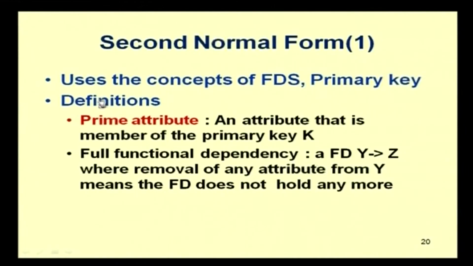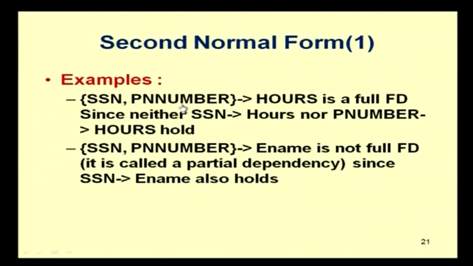Please remember, the second normal form is also in first normal form. Here the second normal form uses the concepts of functional dependency and primary key. Now, let us look at some definitions again. A prime attribute, you remember, is an attribute that is a member of the primary key K, and a full functional dependency Y to Z is one where removal of any attribute from Y means that the functional dependency does not hold anymore. So, these are the 2 definitions we are going to use.